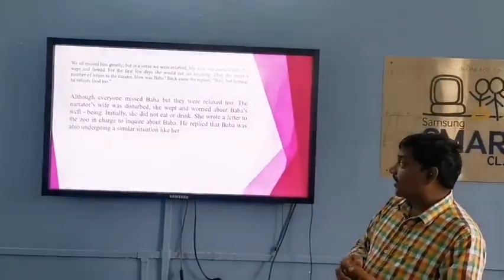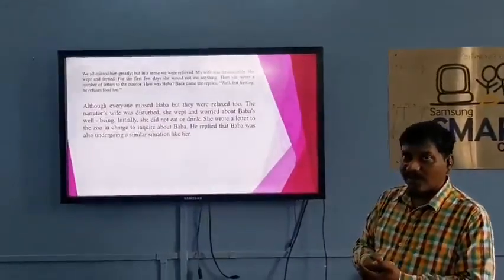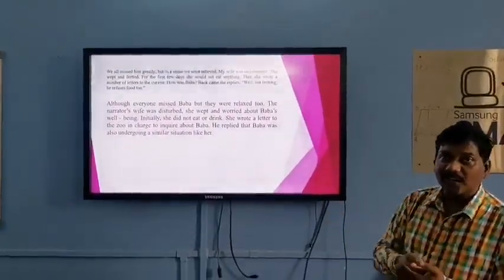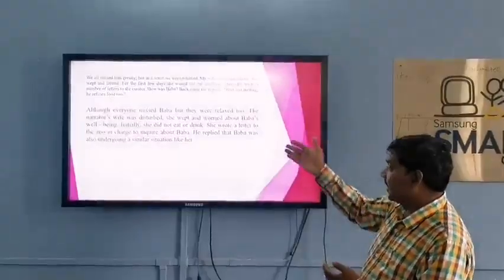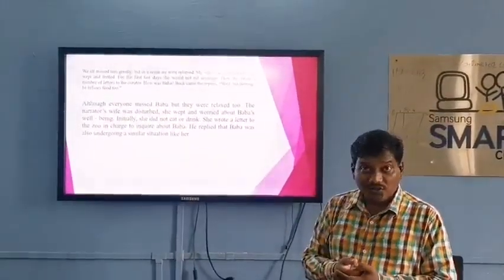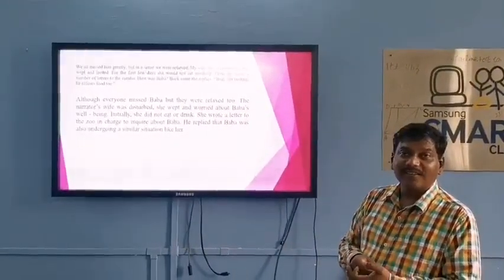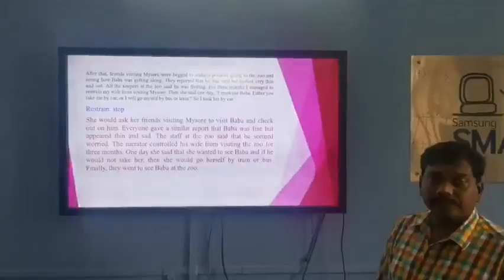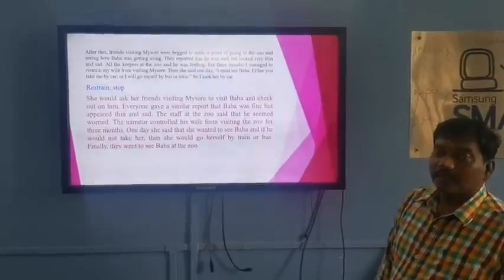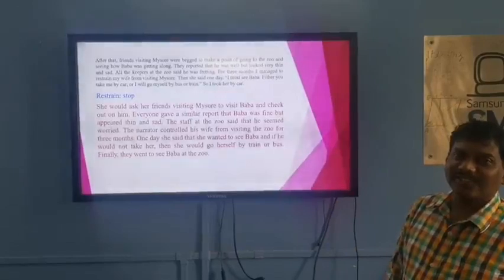Initially, she did not eat or drink, and she wrote a letter to the zoo in-charge to inquire about Baba. So, you see how she was attached to the bear, and the zoo in-charge replied that Baba was also undergoing a similar situation like her. So in the zoo also, Baba was not well. So the narrator's wife missed Baba very much.